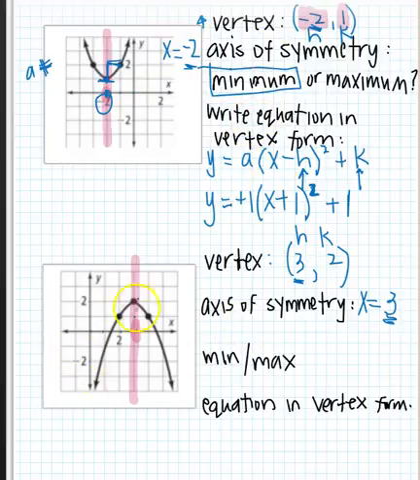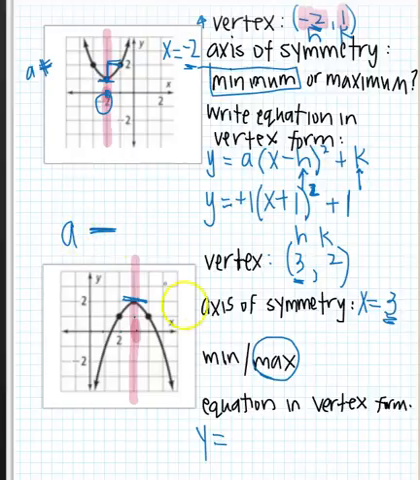This one, because the parabola is opening downwards, if you have a parabola that's opening down, the a term has to be negative. Okay, so just remember that. And because it is opening downward, it is going to have a maximum value. And then writing the equation in vertex form, we have y equals. The a term, right, has to be negative this time because it's opening down.